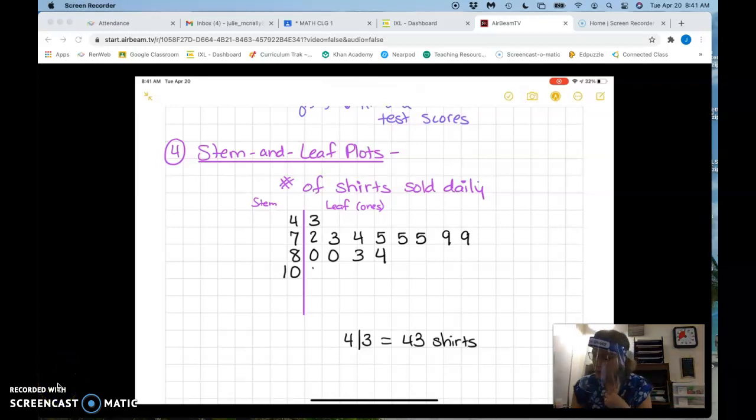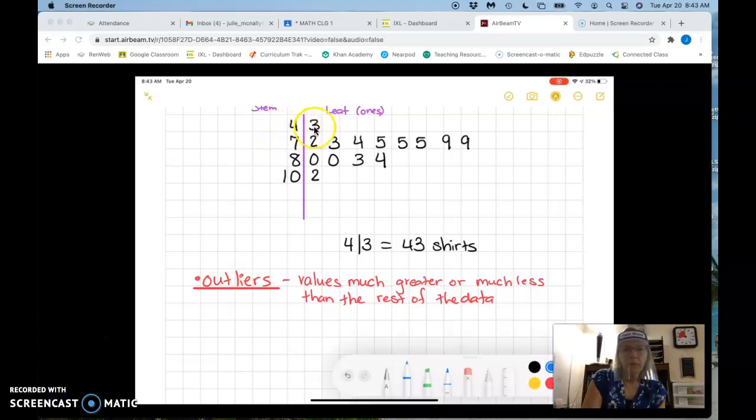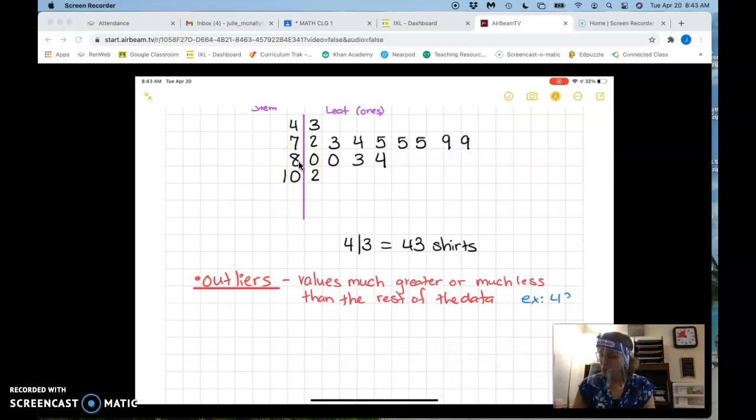And then we have 102. There's only one there. We have three more words today with our vocabulary, and the first one is outliers. Outliers are values that are much greater or much less than the rest of your data. In this stem and leaf plot, does anyone see what an outlier might be? In this data, 43 would be considered an outlier because it's so far below the rest of my data. So, example: 43.